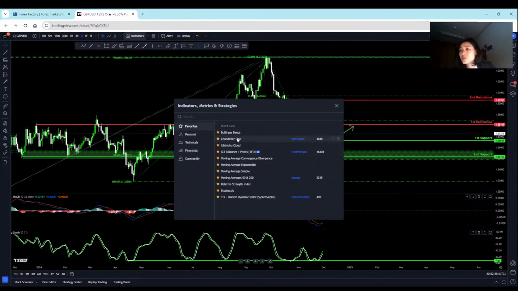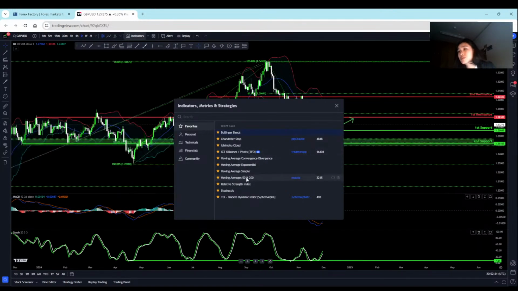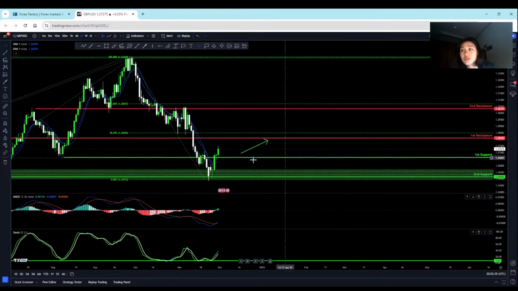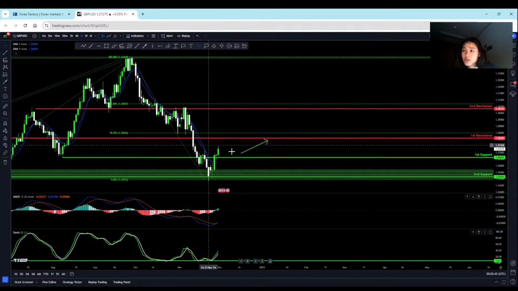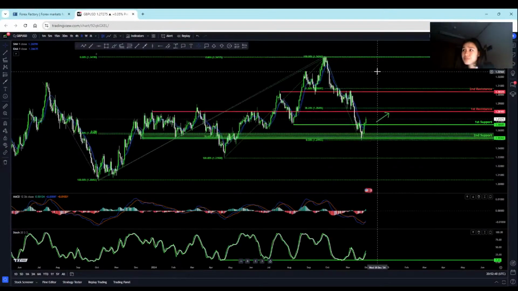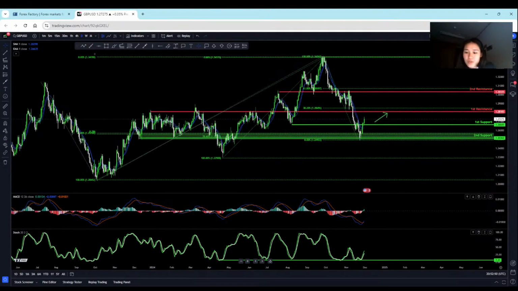Let's look at moving averages. Bollinger Bands aren't really telling us much. Prices have recently crossed over our moving averages, so again, that's a bullish signal. That's it for pound dollar.